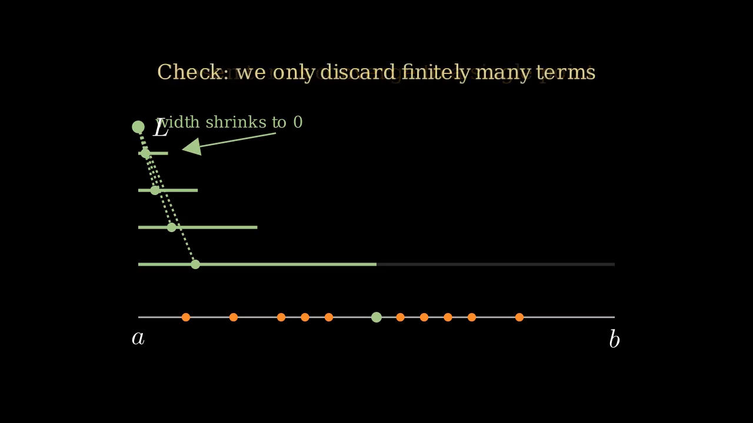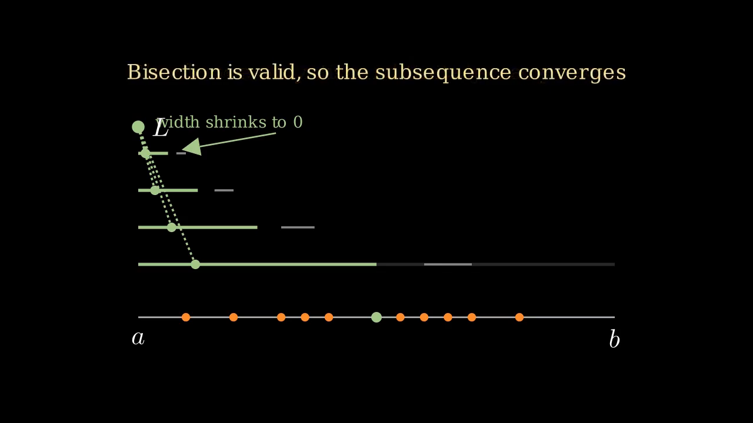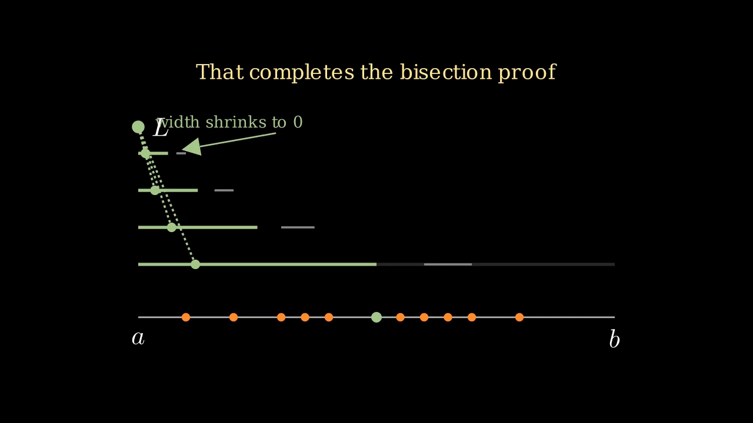As a check, notice that at every stage we only ever discarded intervals that had merely finitely many terms left in them, so we never accidentally threw away the possibility of continuing forever. This confirms the bisection process is valid at every single step, and so the subsequence it produces really does converge. That completes the first principles proof using bisection.